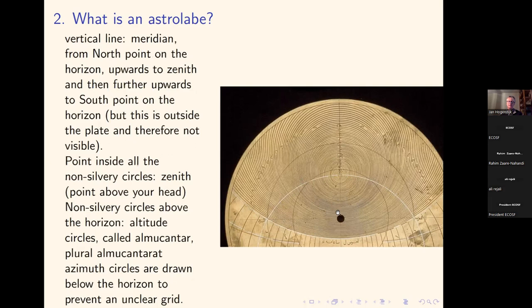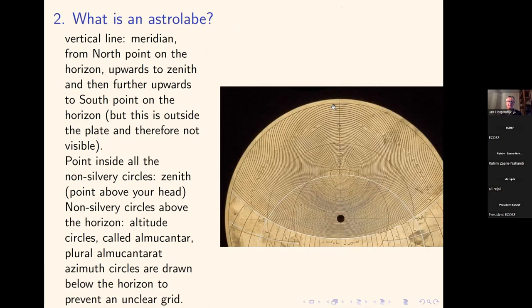We have a straight vertical line here. This is the meridian. It runs from the north point on the horizon through the celestial north pole, so close to the pole star, to the point above your head, the zenith, and then towards the south. The horizon is bigger than the astrolabe plate, so the south would continue like this, and the south would be somewhere here. Of course, they only mapped the part which was really important for the purpose of timekeeping. So this is the meridian line.